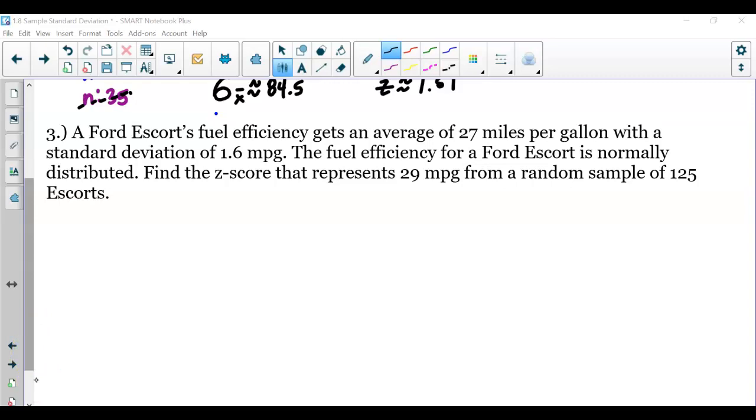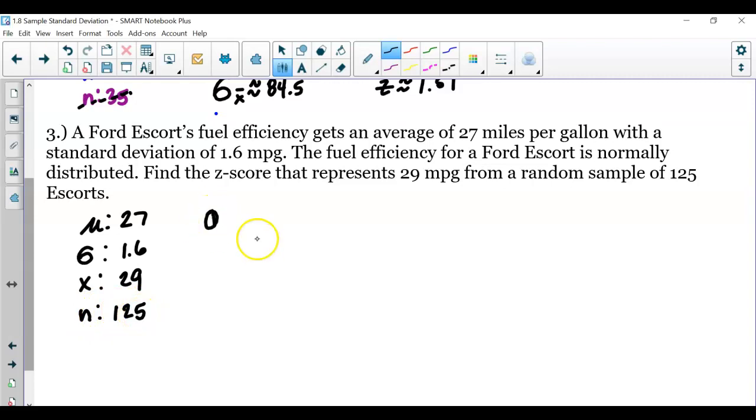And here we go. So as you go through a reading about the Ford Escort fuel efficiency, you should have identified our 4 pieces, right? The mean, or average, is 27. The standard deviation for the population is 1.6 miles per gallon. Our X value that we're converting is 29. And our sample size is 125 Ford Escorts.